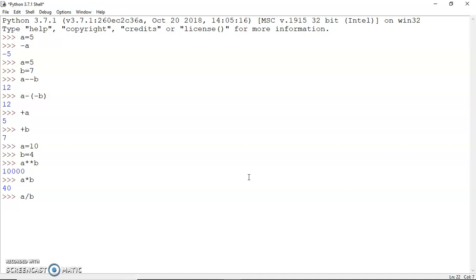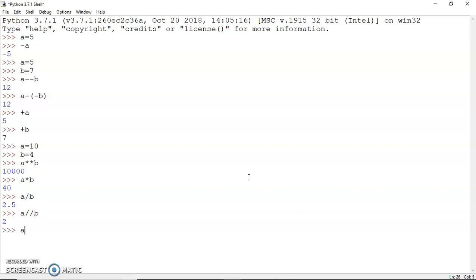A slash b, usually in C, C++, the answer would be 2 because of the integer division. But here you will get the true division. So 2.5, as you get in mathematics, this will give you the result. But if you go in for the floor division, then the fractional part is dropped. So the answer here is 2.